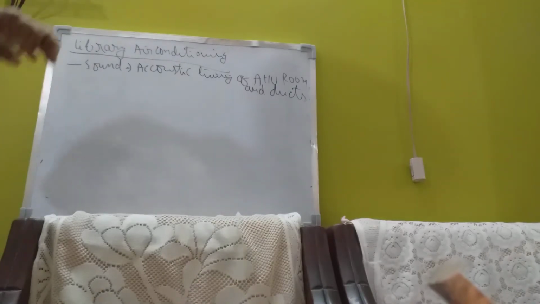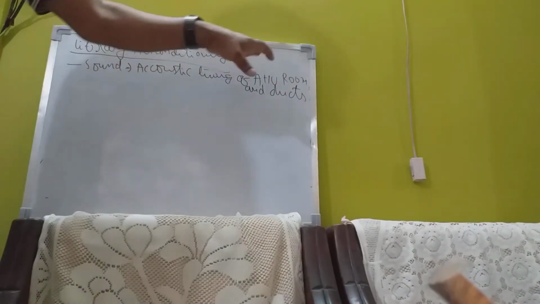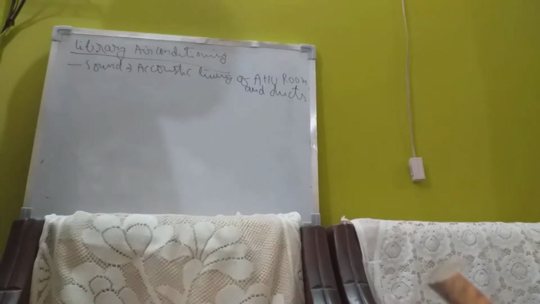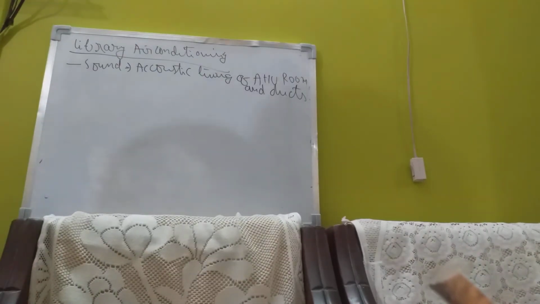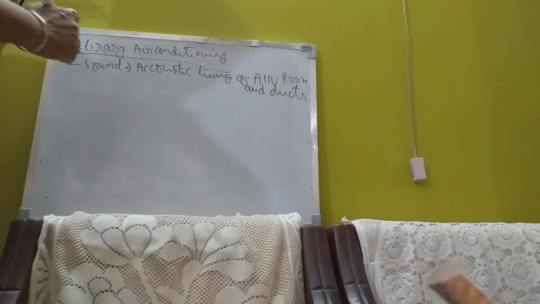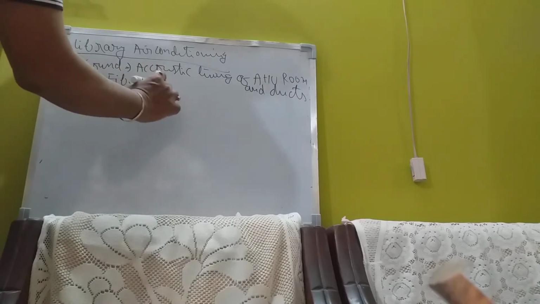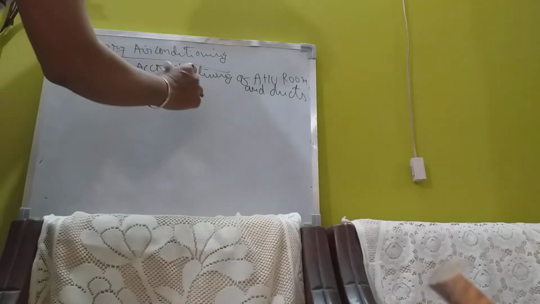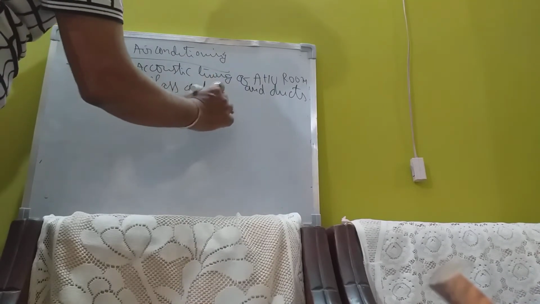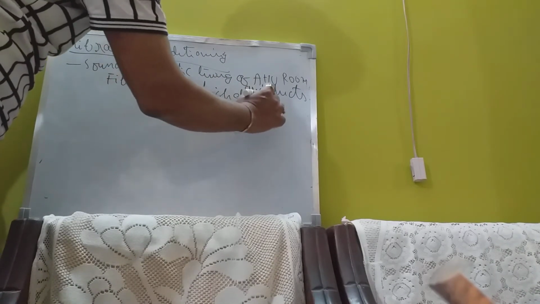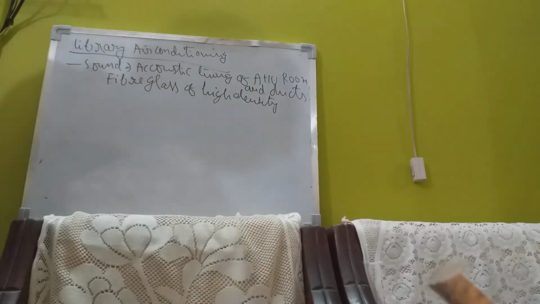So for that reason, the library is designed in such a way that the proper acoustic lining is done of the HU room. HU room is lined with acoustic material. Generally, what acoustic material is used? Generally, it is fiberglass. Fiberglass is a famous acoustic material of high density. Remember, fiberglass is also used for insulation, but that is of low density. Fiberglass for acoustic lining is of high density.